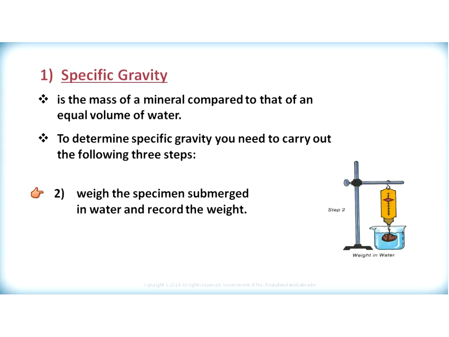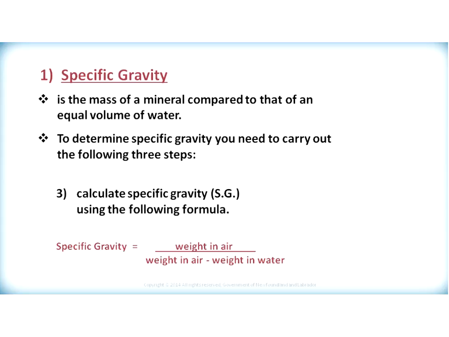Second step, weigh the specimen submerged in water and record the weight. Again, the diagram to the right shows that the specimen is now submerged in a beaker of water and the corresponding weight is recorded. Once you get the weight in air and weight in water recorded, we can calculate specific gravity using the following formula. Your specific gravity is equal to the weight of the mineral in air divided by the weight of the mineral in air minus the weight of the mineral in water.